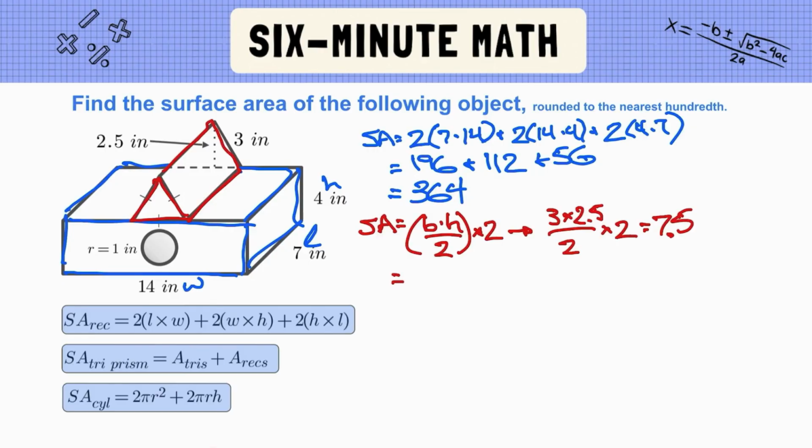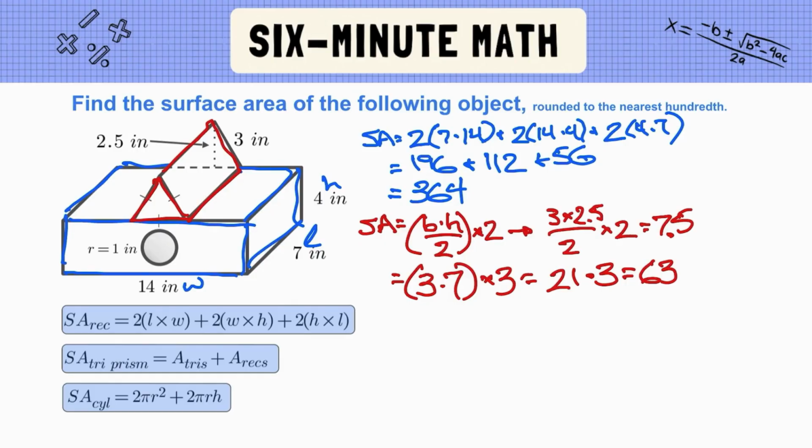And my rectangles are length times width. So I have 3 as my length, 7 as my width, and there are 3 rectangles. So let's go length times width, 3 times 7. There's 3 rectangles. So my rectangles would be 21 each, and there's 3 of them for 63.